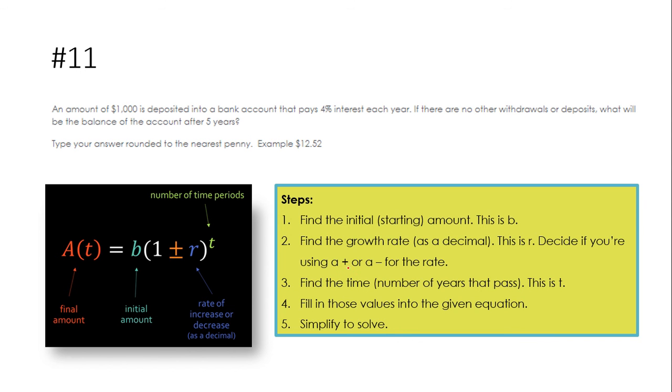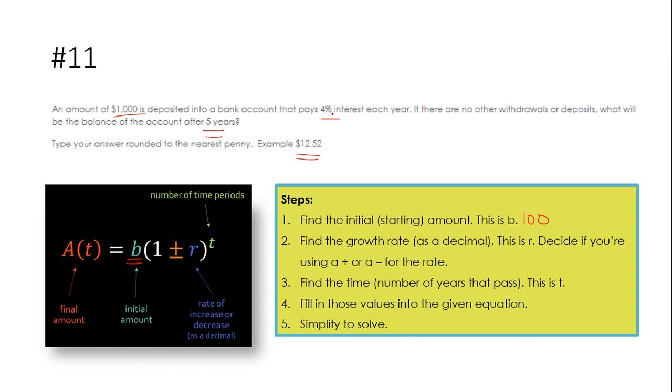Number 11, similar problem, except now we're talking about money. So an amount of $1,000 is deposited into a bank account. It pays 4% interest each year. If there are no other withdrawals or deposits, what will be the balance of the account after 5 years? We want to write our answer as money. Okay, so find the initial starting amount. This is B. Okay, they tell me how much I originally deposit into the account. There's my B.